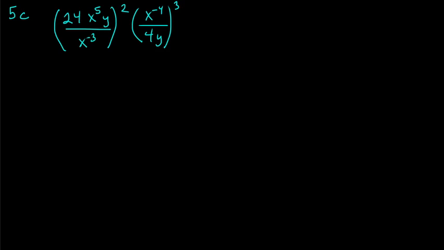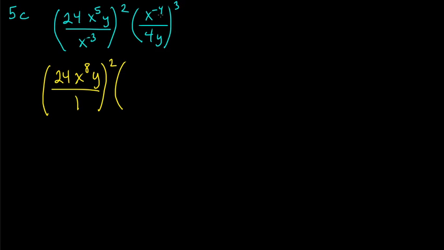Okay, so we want to simplify this expression here, right? So first thing I would notice is that in the first factor here, we have x to the 5 over x to the negative 3. So if you subtract those exponents, you get 5 minus negative 3, or 5 plus 3 is 8. So 24x to the 8y over 1 squared.